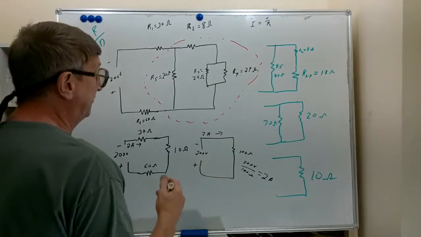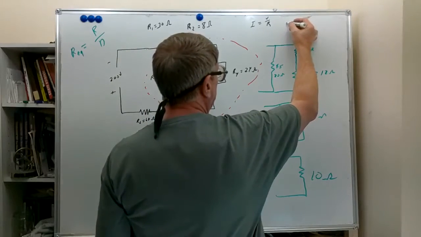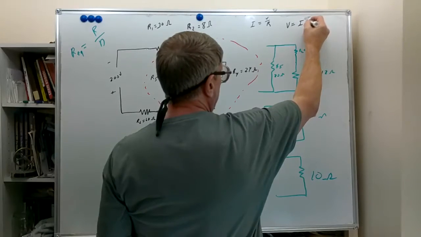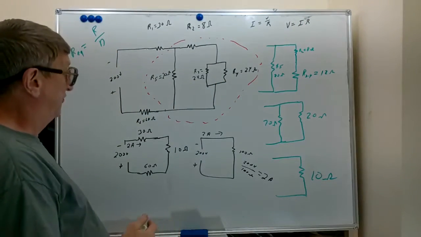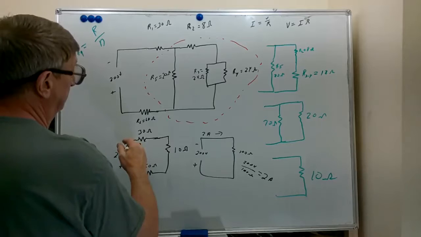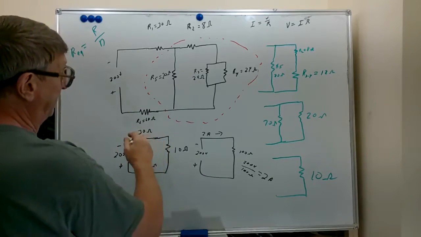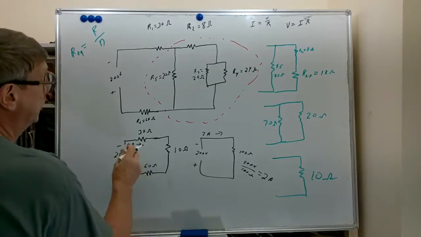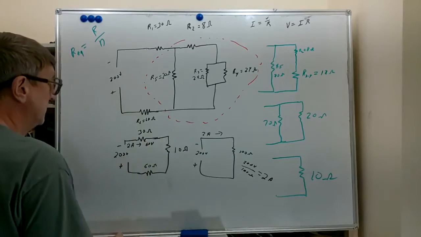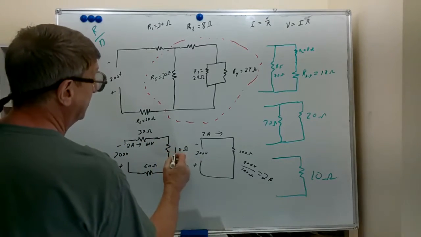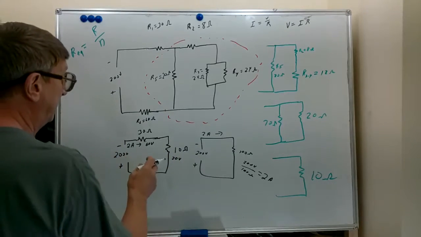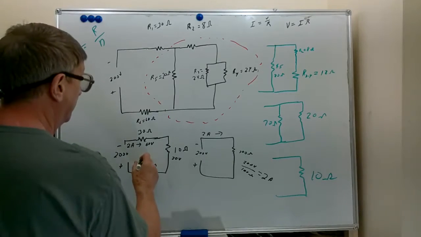Now we're going to utilize another formula we've used quite a bit, another form of Ohm's law: voltage equals I times R, current times resistance. We have 2 amps, and we're going to calculate voltages across each of these three pieces. Well, 2 amps times 30 ohms gives us 60 volts here. 2 amps times 10 ohms gives us 20 volts here. 2 amps times 60 ohms gives us 120 volts.